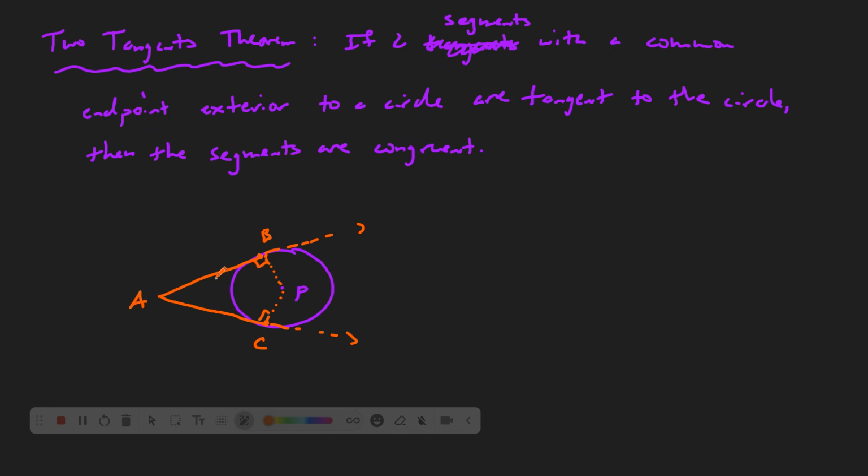So our two tangents are AB and segment AC, right? They share a point A. This is that common endpoint exterior. What this means is that segment AB and segment AC will be congruent. Segment AB will be congruent to segment AC.